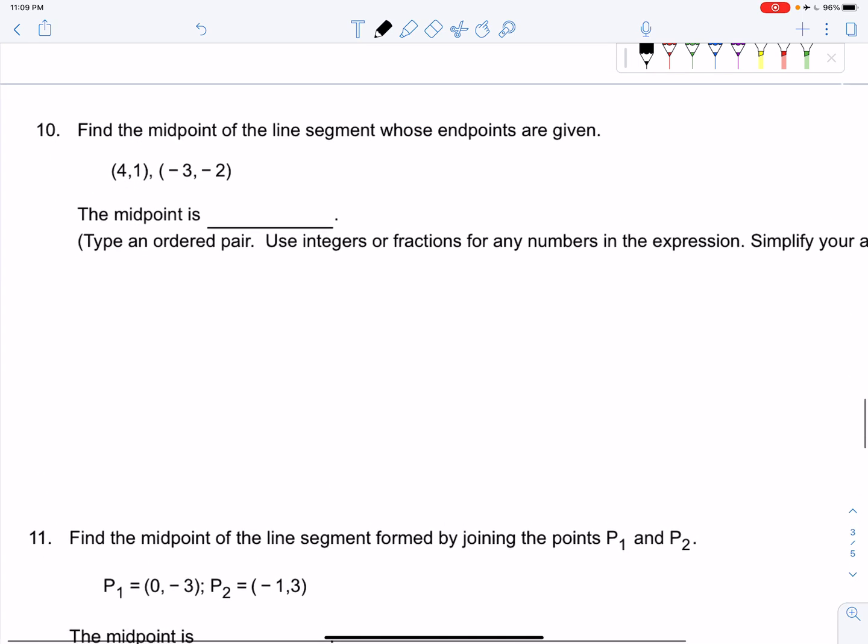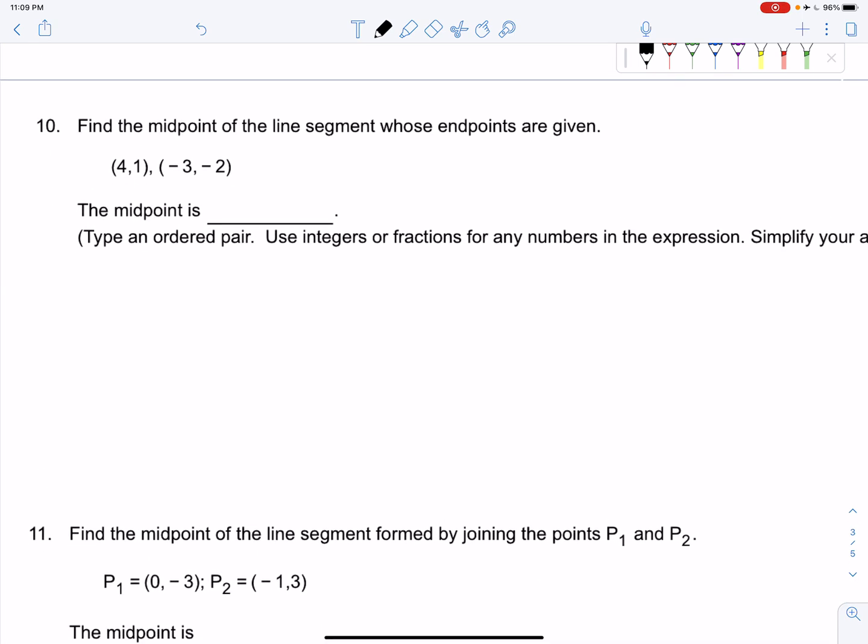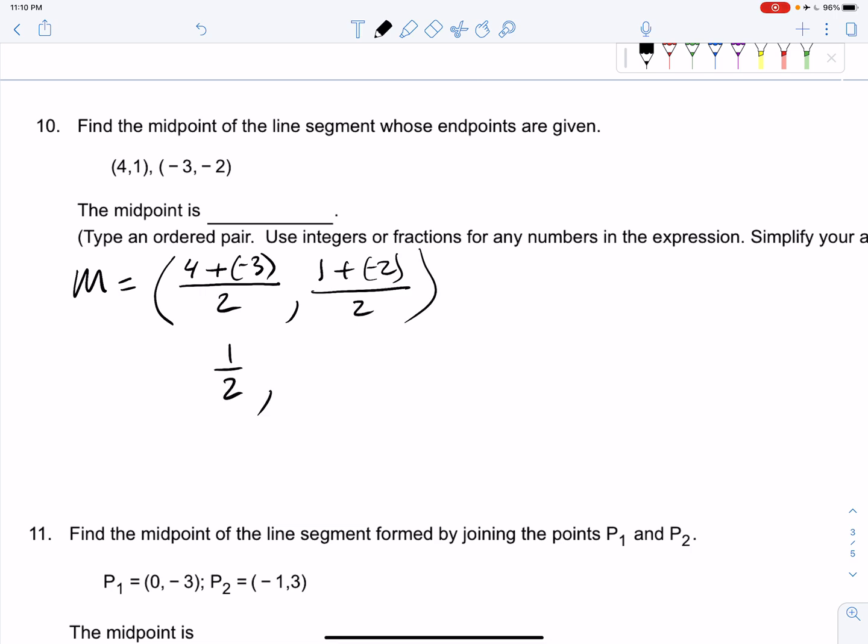Negative 1 comma 2 is your midpoint between those 2 points. Let's take a look at number 10. Find the midpoint between 4 comma 1 and negative 3 comma negative 2. Put an M for midpoint there. The midpoint is going to be the average of the x's, so 4 plus a negative 3 over 2. Average of the y's, 1 plus a negative 2 over 2. And we simplify. 4 plus a negative 3 is 1, so we get 1/2 for our x value. 1 plus a negative 2 is negative 1 over 2. So the midpoint is 1/2 comma negative 1/2.